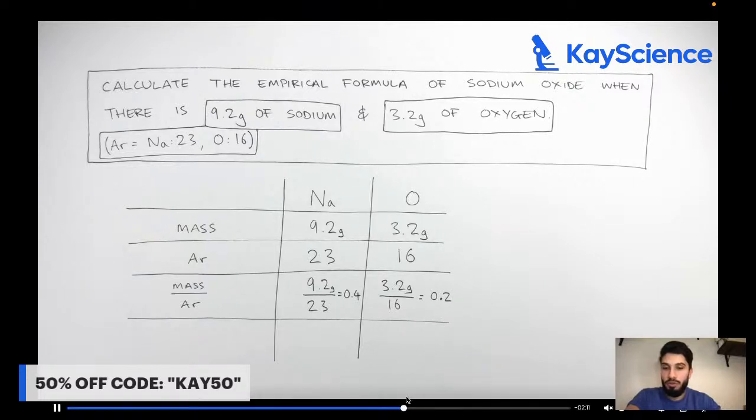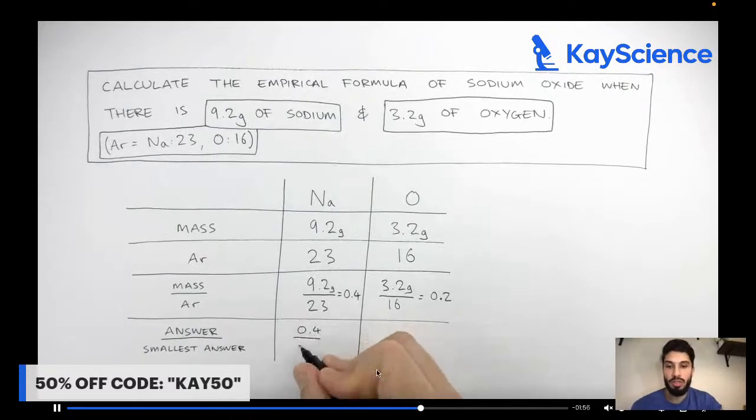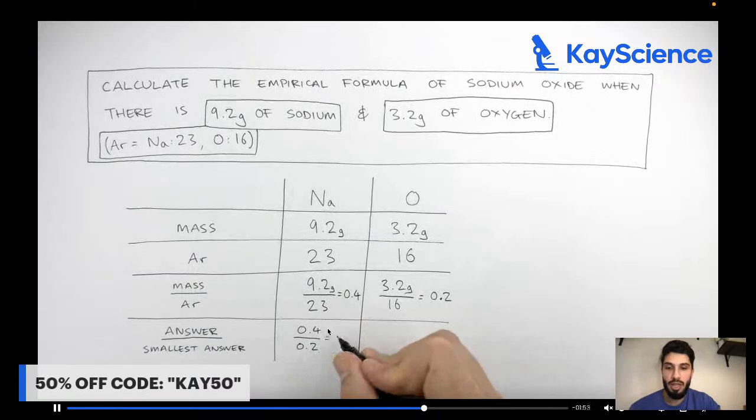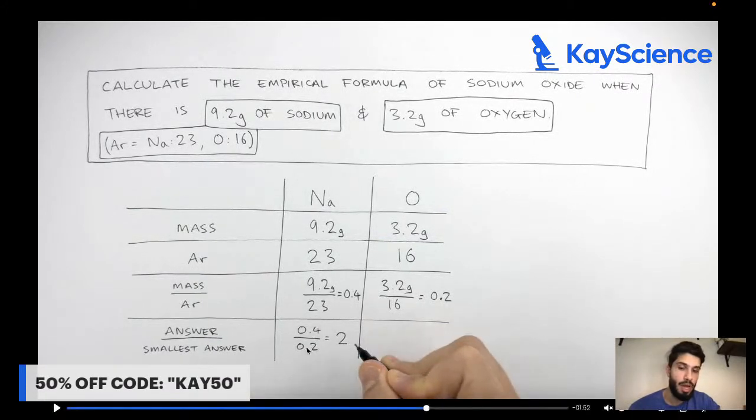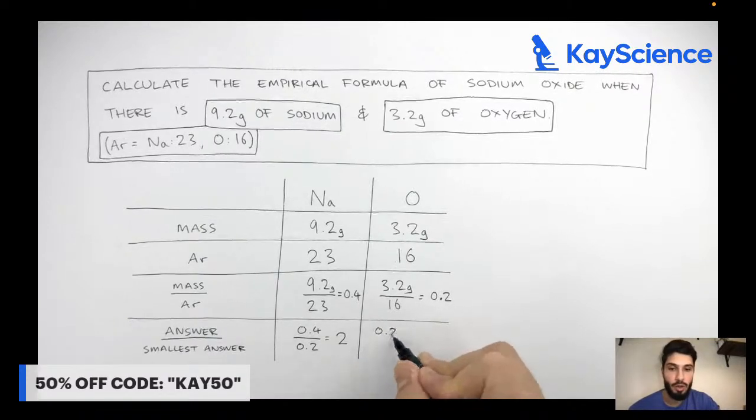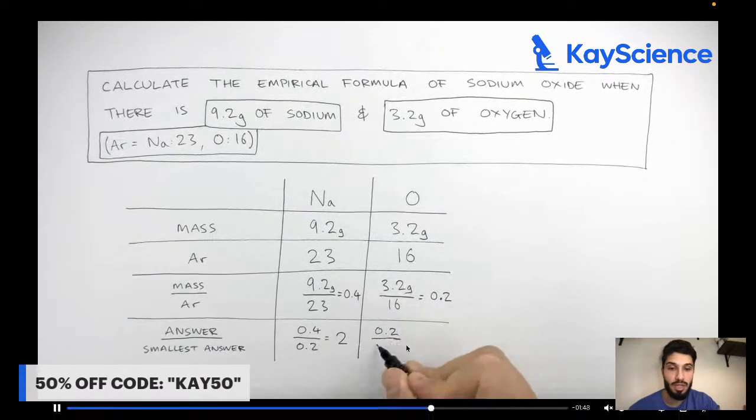In the fourth row, we're going to take our answers, 0.4 and 0.2, write them below, and divide those numbers by the smallest answer, which is 0.2. So 0.4 divided by 0.2 equals 2. This is the next stage. We then do 0.2 divided by the smallest answer, which is 0.2, and this equals 1.